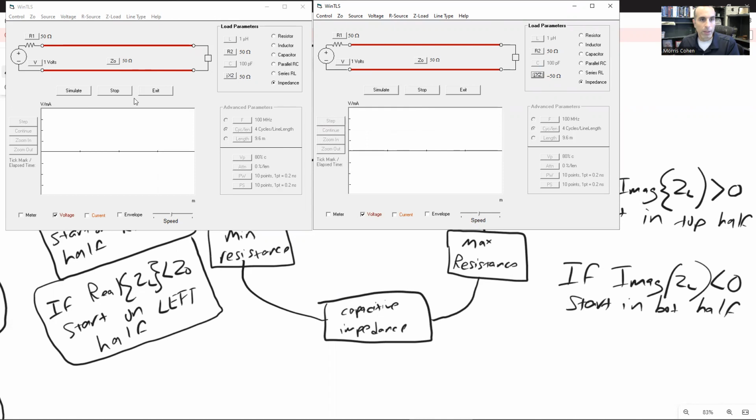All right, I'm going to now run the simulations in both windows. I'm going to wait for that to settle out. Speed things up.